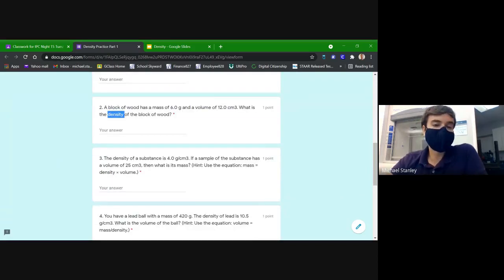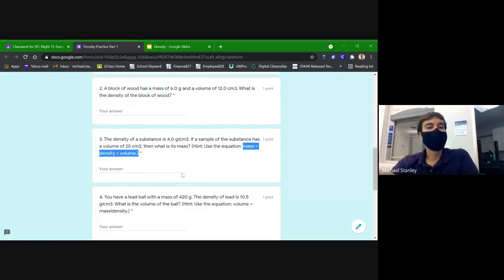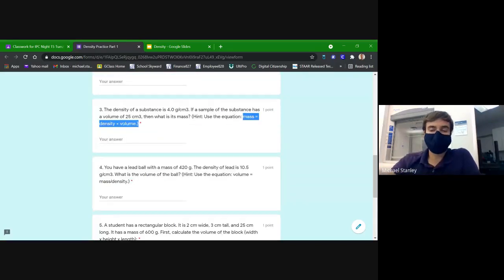Number 3 changes it up a little bit. It gives you the density of a substance and its volume and asks you to find the mass. So I give you a little bit of a hint of what the mass equation looks like. Then number 4 changes it up again. It gives you the mass and the density and wants you to figure out the volume. Once again, I gave you a reminder of the volume equation right here.